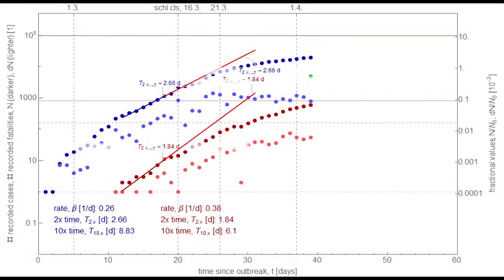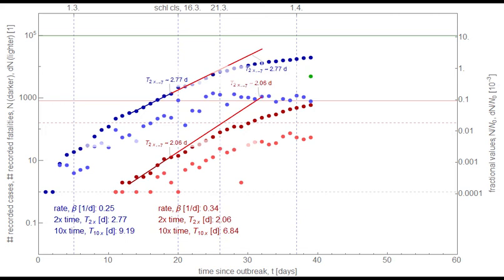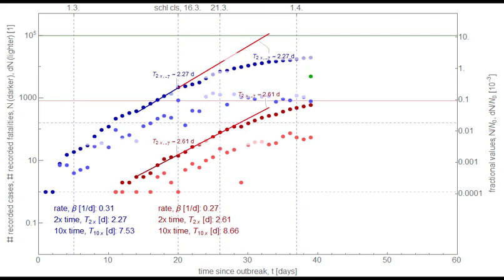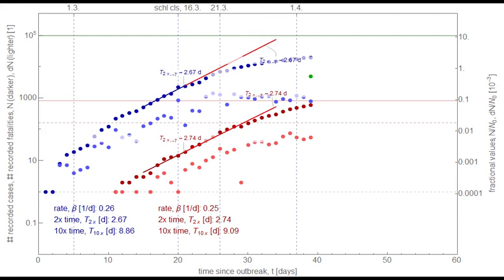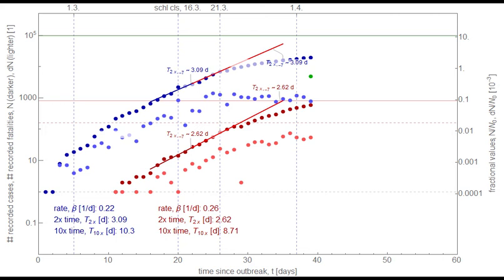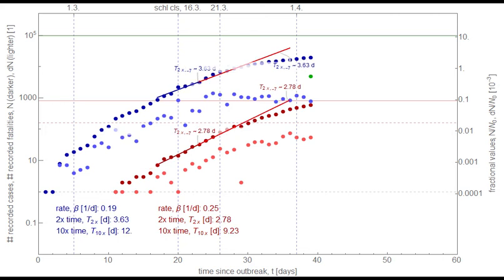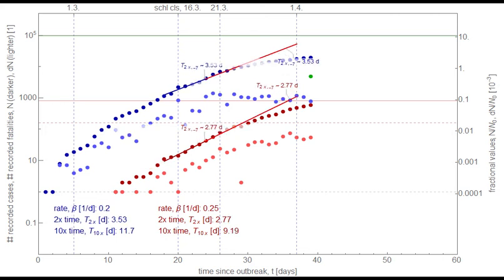We will further analyze the change in these rates for both the recorded cases and the fatalities in the next step. As a next step, instead of fitting large data segments of this data set, I decided to always fit the last 7 days of available data and looked at how the rate or the doubling time evolves over time for this data set.